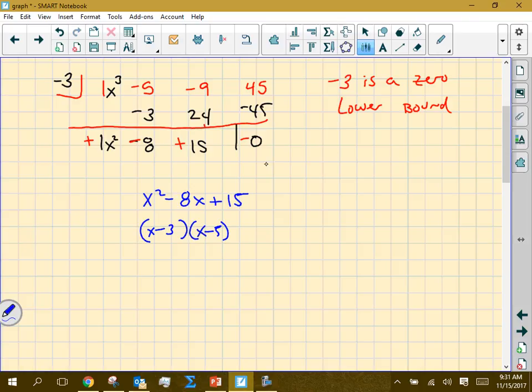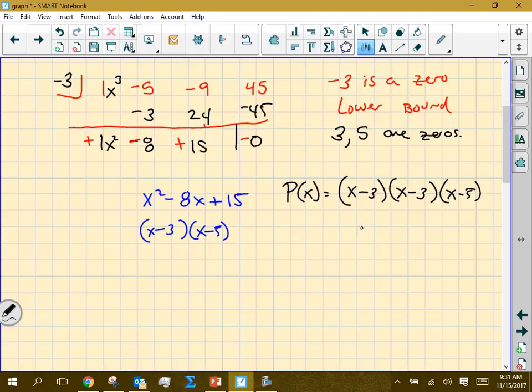So we see that positive 3 and positive 5 are zeros as well. And if I wanted to rewrite p of x, I don't know if they asked this on this question, but if I wanted to rewrite p of x in factored form, it's going to be x minus 3, x minus 3, x minus 5, or maybe you see some exponent stuff here. We got x minus 3 squared times x minus 5. That works.